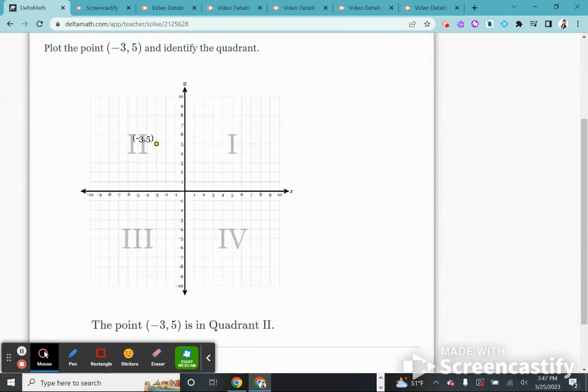And look at that. We got it right again. So that's it. That's the end of the unit. Hopefully you guys have been doing some good work. And we'll talk about all this stuff when I get back.